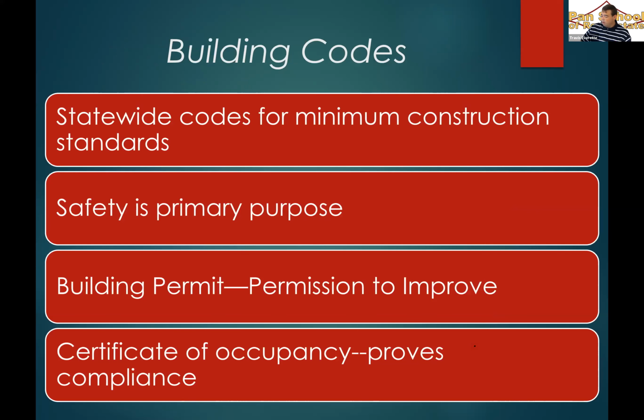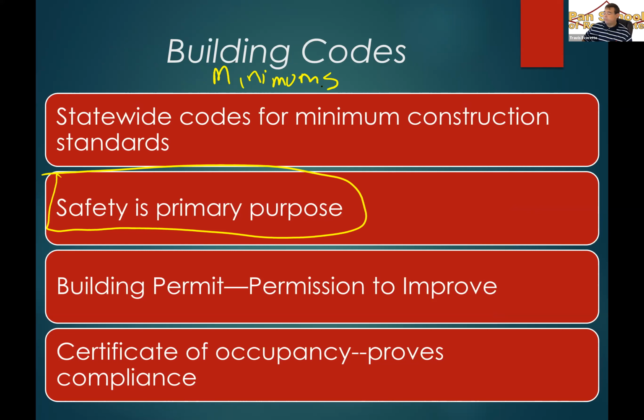Building codes are the last example of a public land use control or a government-based land use control. Their primary function is safety. So building codes are minimums. Building codes don't say this is how you should build something. A building code doesn't say this is the way it should be built. A building code says this is the minimum process. This is the minimum level to which it must be built. And the primary goal is safety.